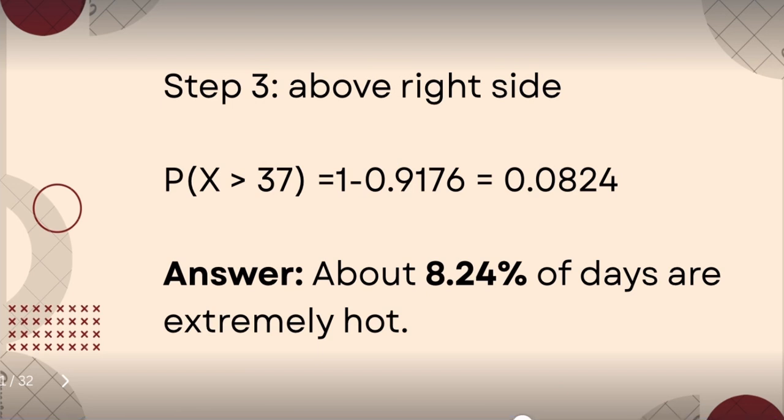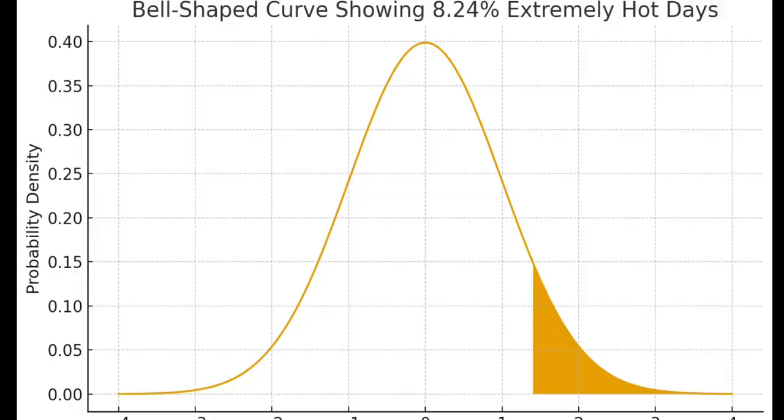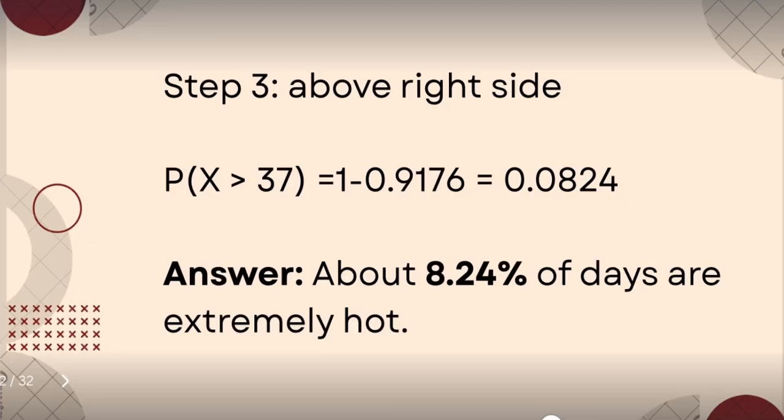So, P of x greater than 37 equals 1 minus 0.9176 is equal to 0.0824. So yung answer natin dito is about 8.24% of days are extremely hot. So, done na natin yung letter A.